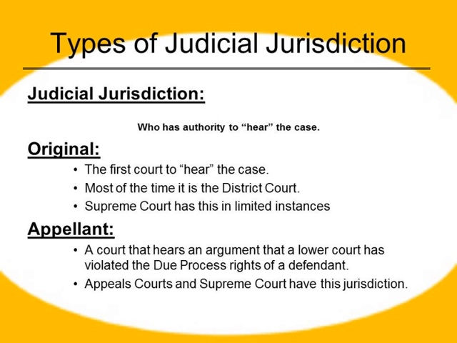Now, if I have appealed my case all the way to the Supreme Court, then the Supreme Court is utilizing its appellate jurisdiction. And again, most of the time the Supreme Court is using its appellate jurisdiction when it's making a decision. So of those three levels of the courts, district courts have only original jurisdiction, circuit courts have only appellate jurisdiction, and the Supreme Court has both appellate and original jurisdiction.